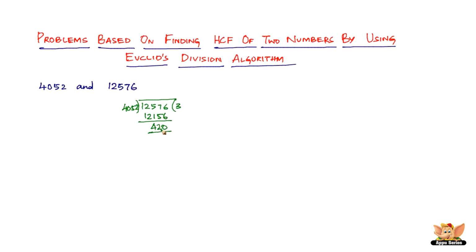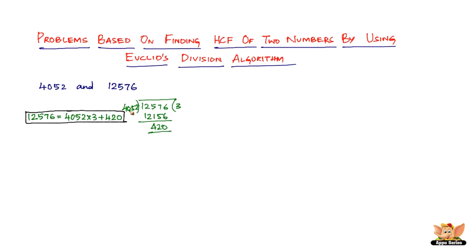So it's got a remainder. So definitely 4,052 is not the HCF between these two numbers. Now you use the Euclid's division lemma and write this as: 12,576 equals 4,052 times 3 plus 420. Just to make sure you don't get confused, let me draw a box here. So this is the Euclid's division lemma.